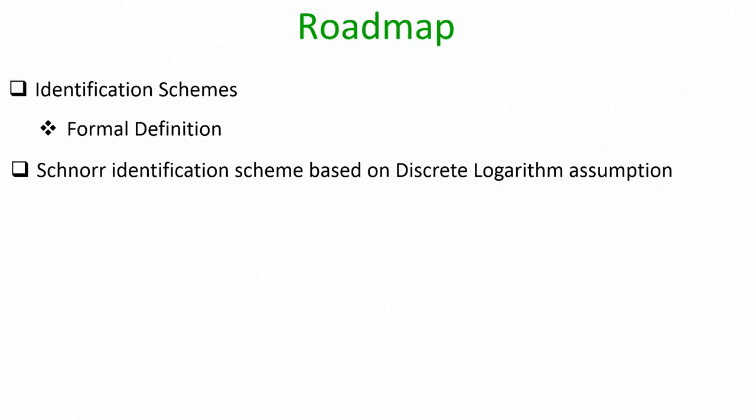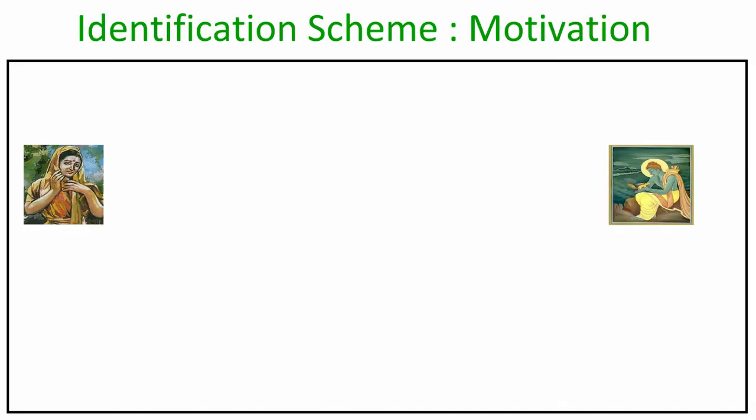The plan for this lecture is as follows. In this lecture, we will introduce the definition of identification schemes, which is a well-known cryptographic primitive, and we will see an instantiation of an identification scheme. Namely, we will see the description of Schnorr's identification scheme based on the discrete log assumption. In the next lecture, we will see how, using the Fiat-Shamir heuristic, we can convert this Schnorr's identification scheme into an instantiation of a digital signature scheme based on the discrete log assumption.